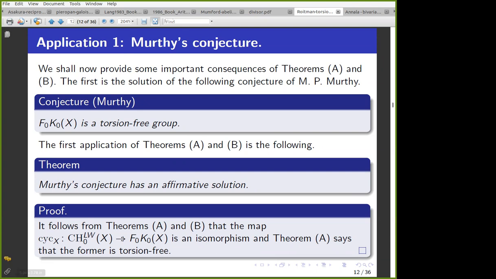theorem B says the kernel of this map, which is clearly surjective by definition, is torsion, but theorem A says that the source of this map has no torsion. So that means that this map must be an isomorphism, and since the source has no torsion, the target also cannot have torsion. So that's the proof. Are you assuming something like equidimensional X, dimension greater than or equal to 2?